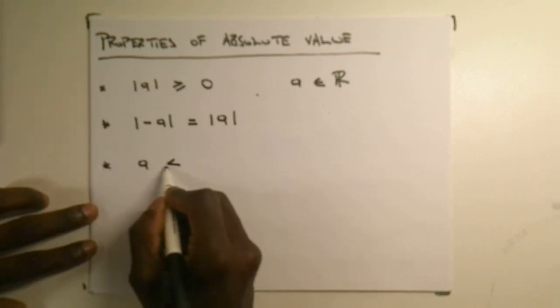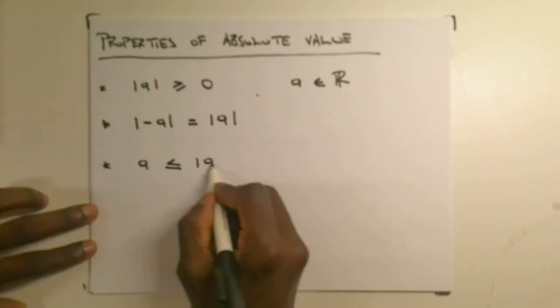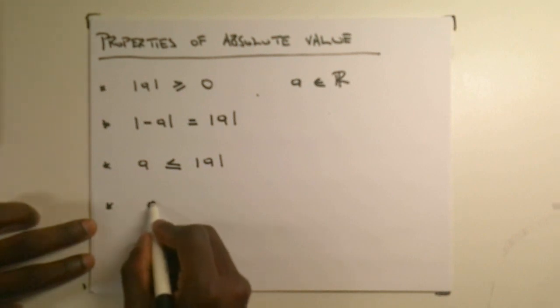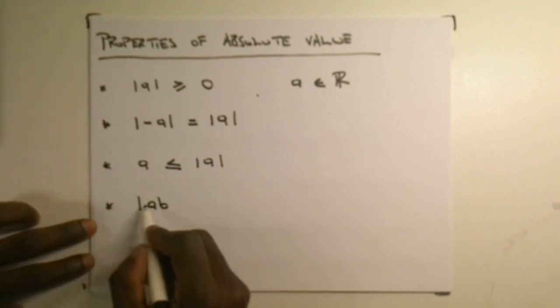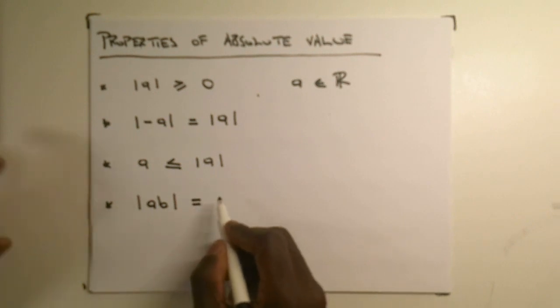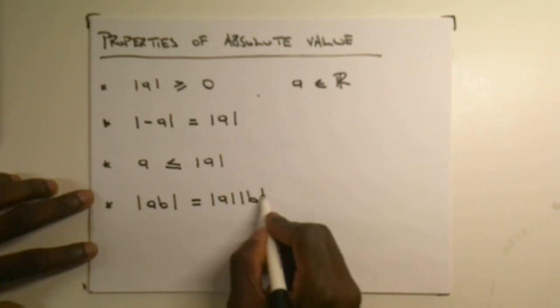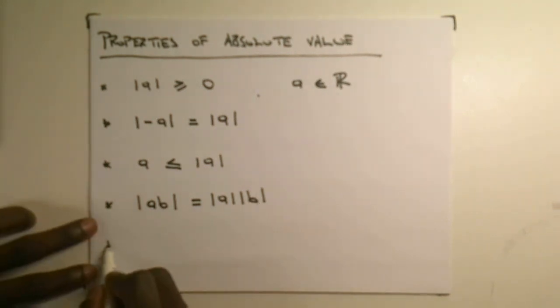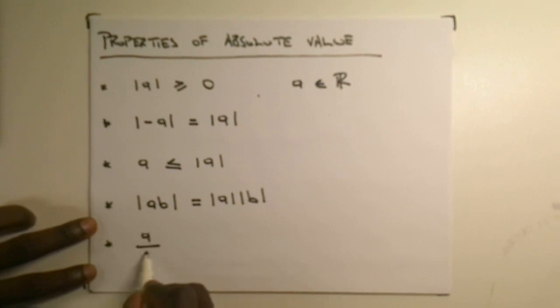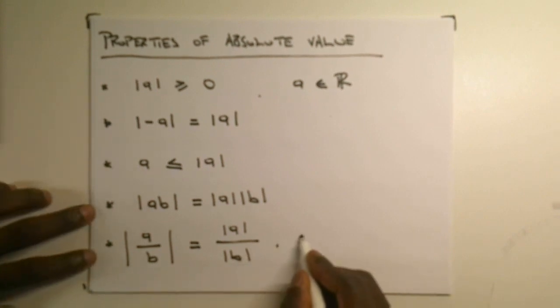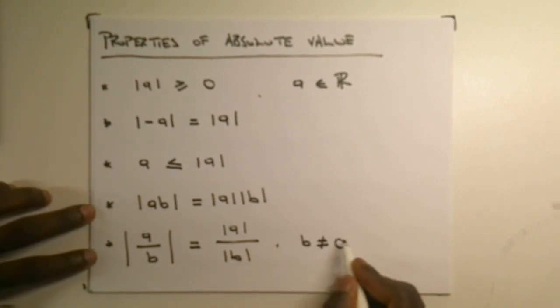A will always be less than or equal to the absolute value of A, right? And if I take A times B and I take the absolute value of that, then that just equals the absolute value of A times the absolute value of B. If I also do the absolute value of A written as a fraction, then this equals the absolute value of A divided by the absolute value of B, right? And then we also can't allow B to equal 0.